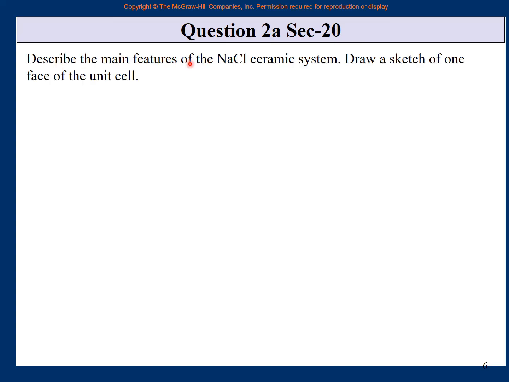Describe the main features of the sodium chloride ceramic system. Draw a sketch of one face of the unit cell. Main features of the sodium chloride ceramic system, right? You know cesium chloride, sodium chloride, zinc blende, only 3 systems we studied. So what are the main points of the sodium chloride ceramic? And I am not asking you to draw the full cube, only one face.